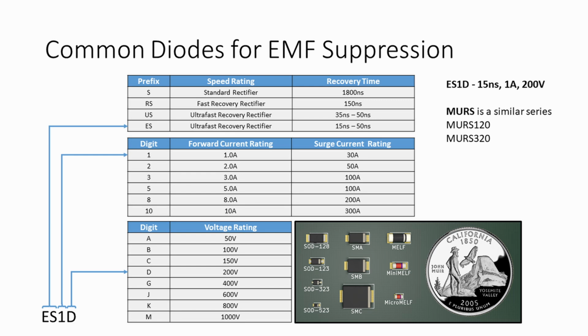These kinds of diodes are commonly found in the SMA, SMB, or SMC packages, depending on the current level of the part. Other package choices include the SOD-128, 123, or 323, as long as you can make sure the package can handle the energy stored in the inductive load. ES1D is most commonly available in the SMA package, so we'll stick with that.